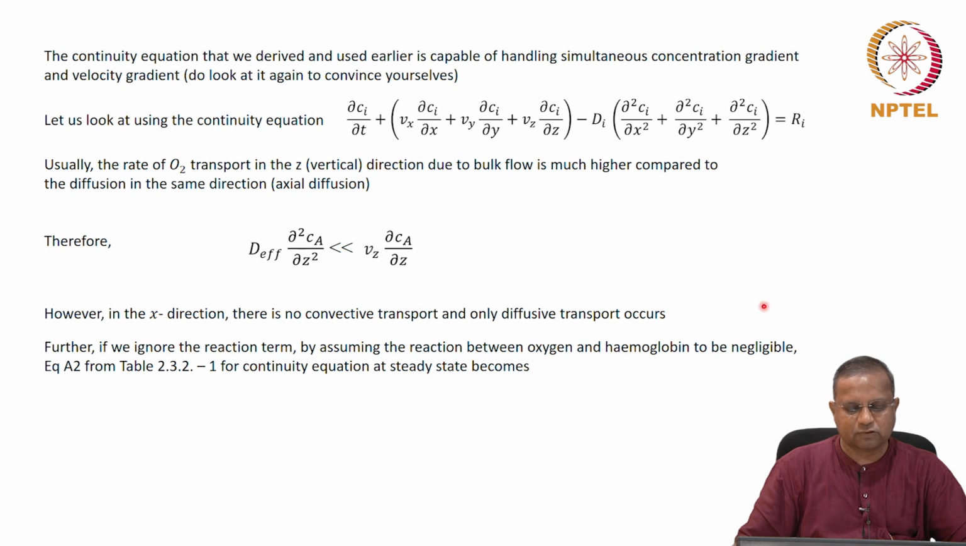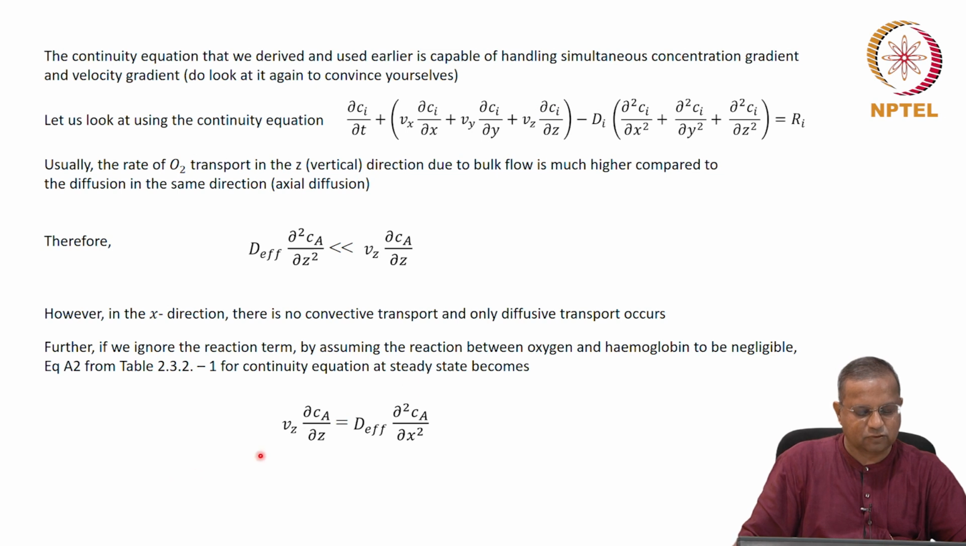So when you put all these things together, the only terms that remain are Vz ∂Ca/∂z equals, instead of DAB, I am calling it D effective, because this is through a film, which is different, may not be intrinsic diffusivity values that you find in tables and so on. So a D effective, which could be close to that, times ∂²Ca/∂x², where Ca is hemoglobin. Okay, so this is what becomes the governing equation that we got by applying material balance to this situation, or applying the equation of continuity.